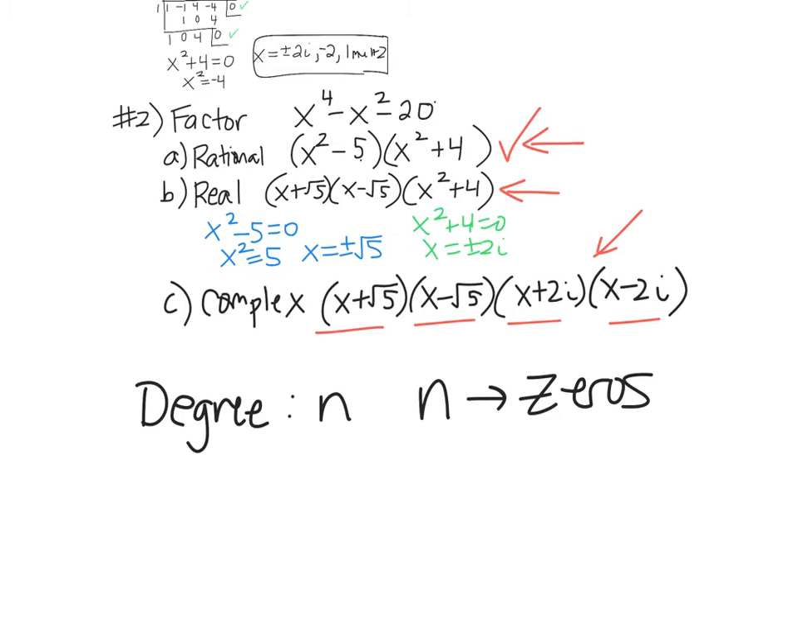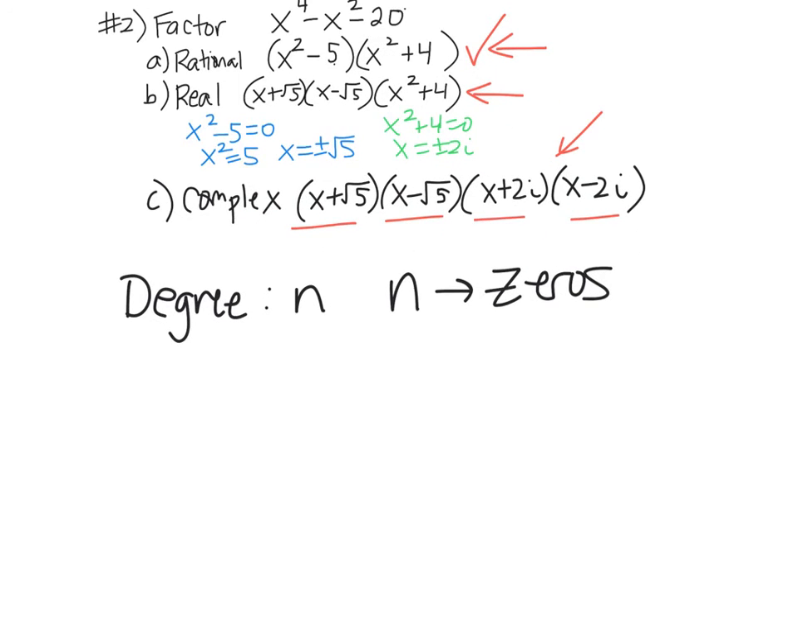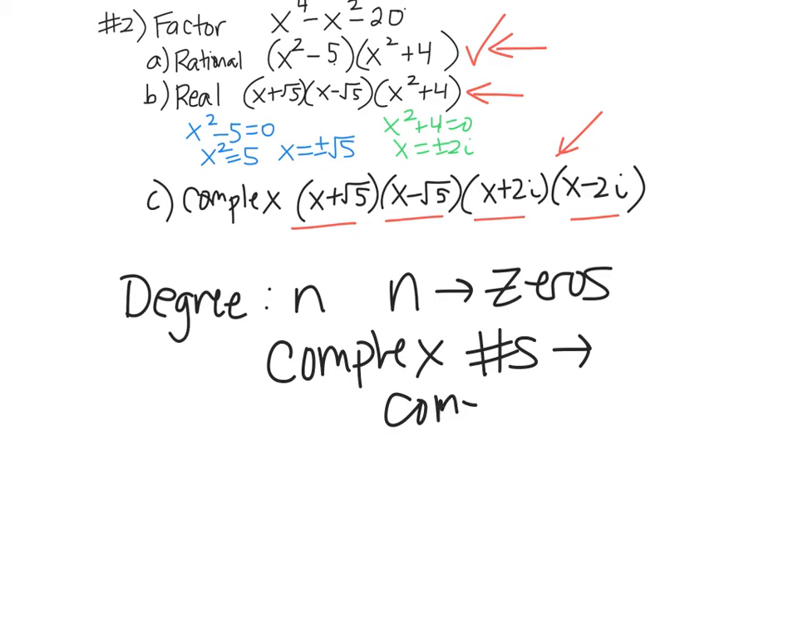Sometimes you'll find them on the x-axis, sometimes you won't. The other thing is that the complex numbers that are zeros always come in pairs. Always. So not only are they pairs, but they are also conjugates. Do you remember what conjugates were?